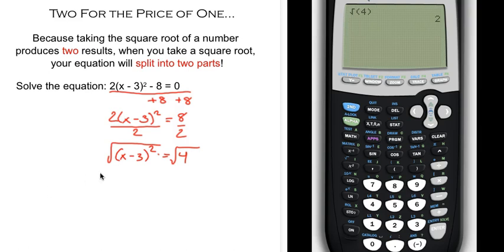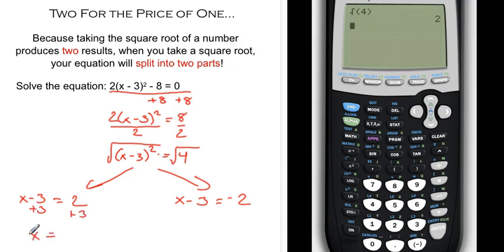So watch what happens. I have to split this now into two problems. It could be that x minus 3 is equal to positive 2, but it could be that x minus 3 is equal to negative 2. I have to account for both options. And so when I do that, now I just undo the subtracting 3. 2 plus 3 is 5. So one of my solutions is that x equals 5. Over here, I do the exact same thing, but now negative 2 plus 3 is equal to 1.